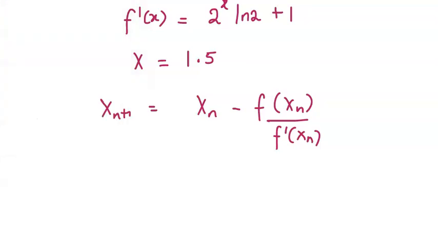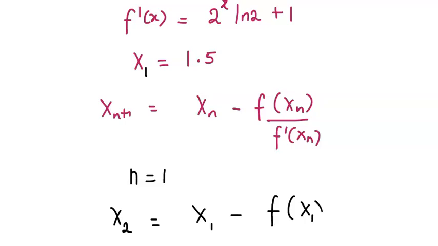Okay, so from here let n equal 1. So remember that this is x1. Sorry, I didn't put that earlier. So if n is equal to 1, we get x of 2 is equal to x of 1 minus f of x of 1, right?